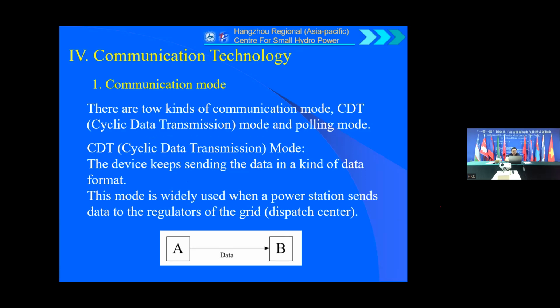Communication model. There are 2 kinds of communication models widely used. The first one is CDT, cyclic data transmission model, and the second is polling model. In CDT model, the device keeps sending data in a fixed data format. This model is widely used when a power station sends data to the regulators of the grid, to the dispatching center. Okay, there we can see there's device A here, and device B will receive data information from device A. So device A keeps sending data to device B. This is CDT model.